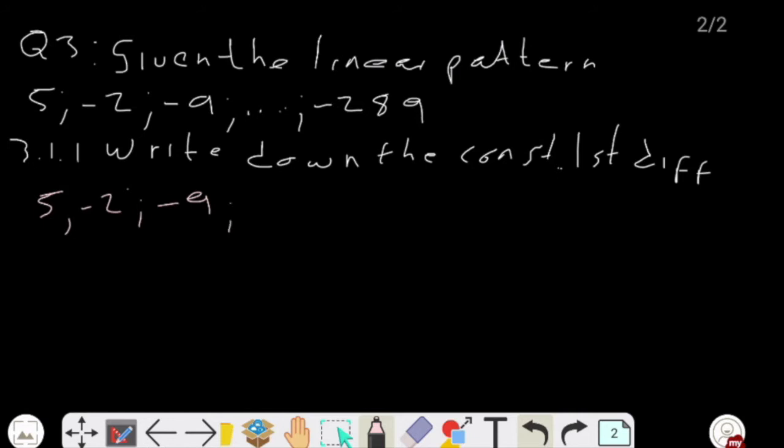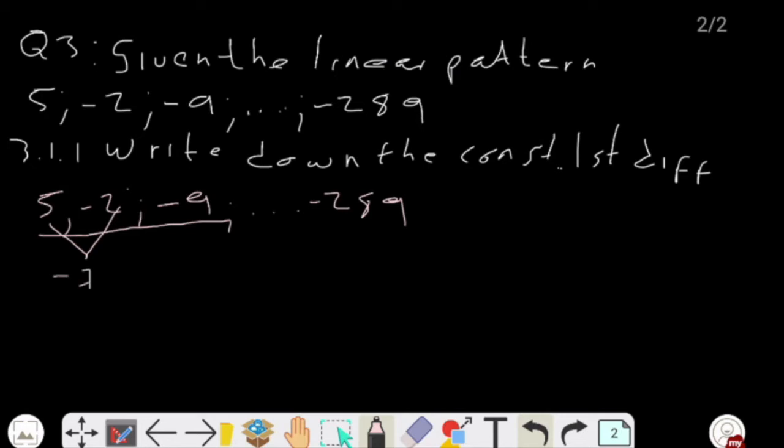For you to get the first difference, you will need the first 3 terms of your sequence, and as you can see here, we are given the first 3 terms of our sequence, so we can easily determine the constant first difference, meaning it is -2 minus 5, which is -7.